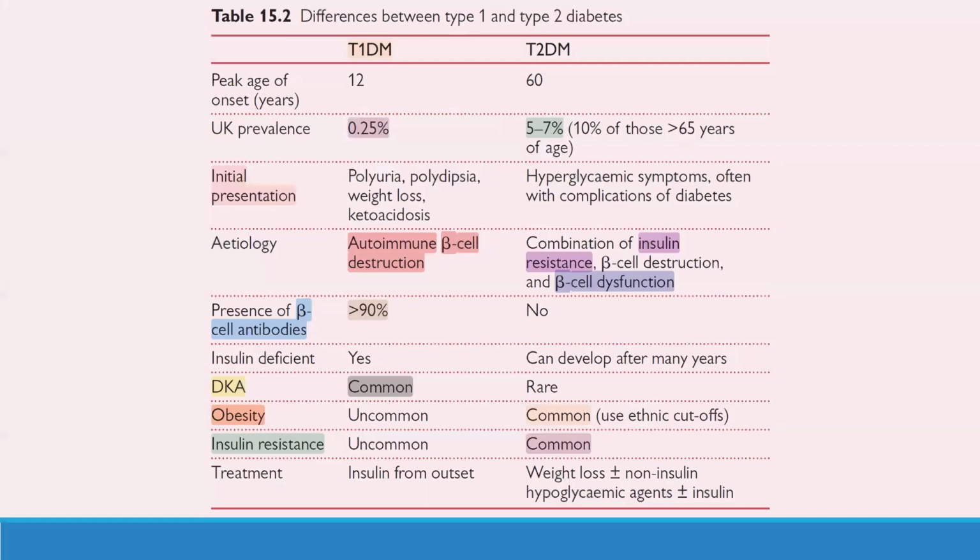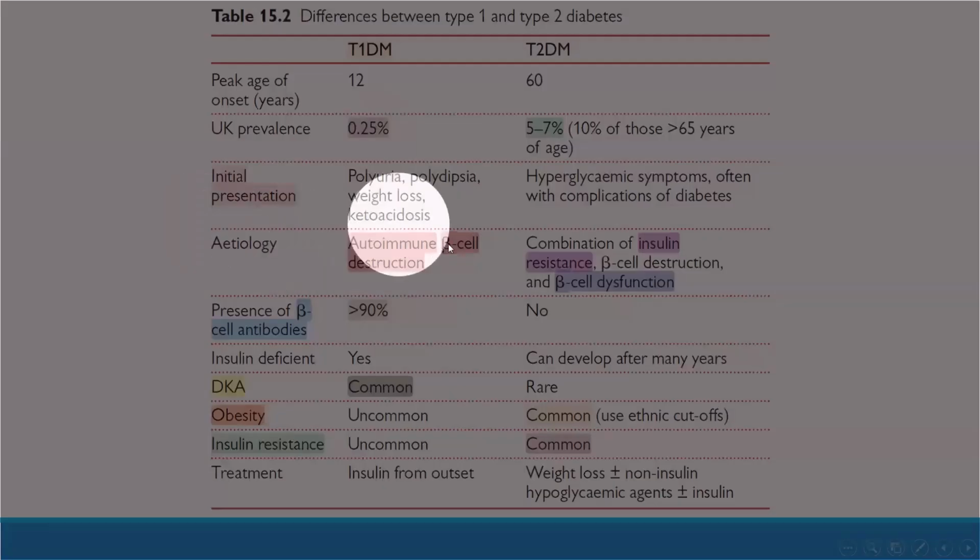Type 1 has an acute presentation, while type 2 has slowly onset hyperglycemic symptoms. The etiology of type 1 is autoimmune beta cell destruction, and the beta cell autoantibody is positive. But in type 2, it is usually insulin resistance with beta cell dysfunction.